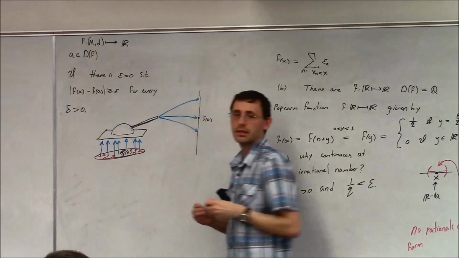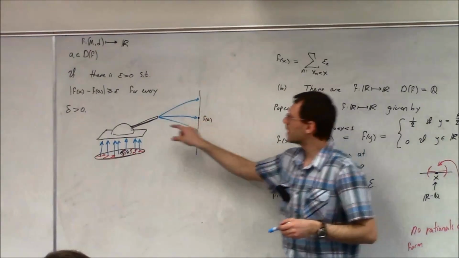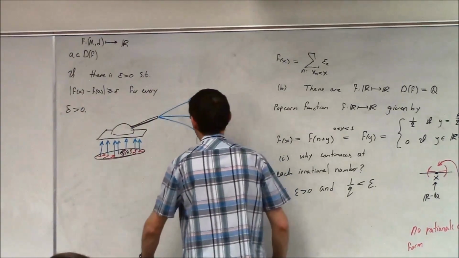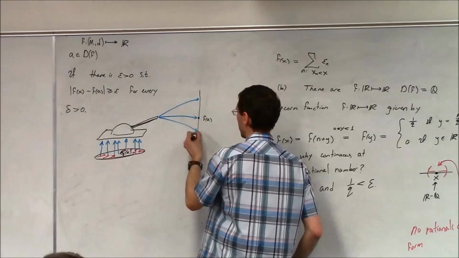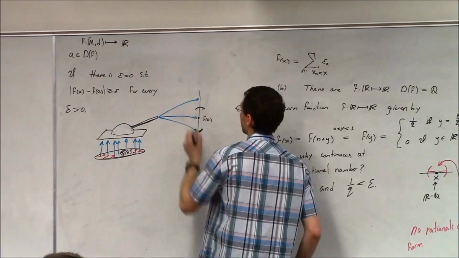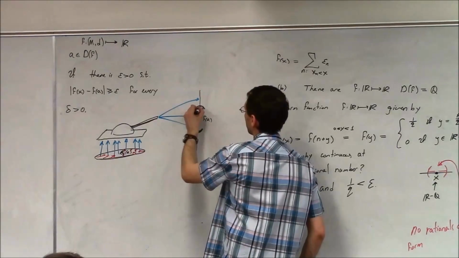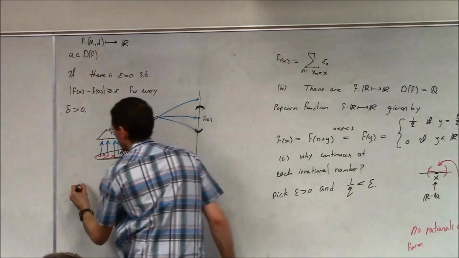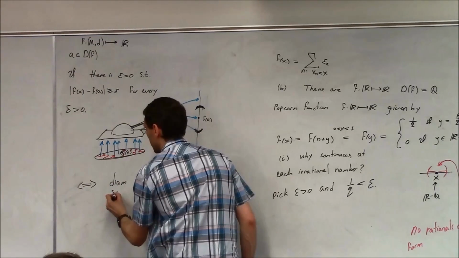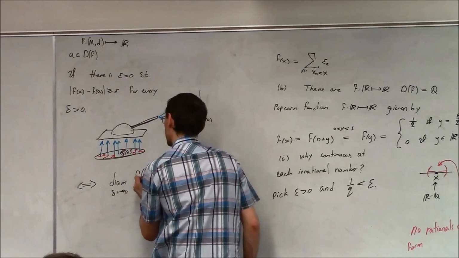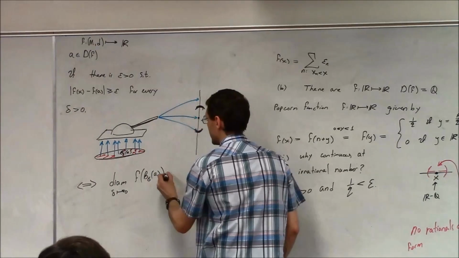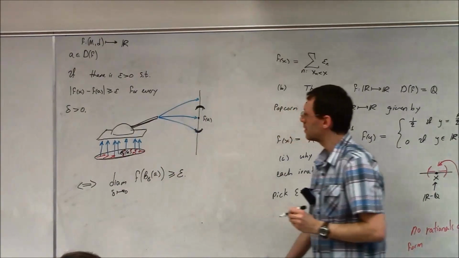The stream never gets narrow around f of A. There is always going to be some element x in this ball that is going to be mapped somewhere else. So that means in particular that the diameter does not shrink. That happens if and only if the diameter, as delta goes to 0, of f applied to the ball of radius delta centered at A is always bigger than or equal to epsilon. Do you see that?